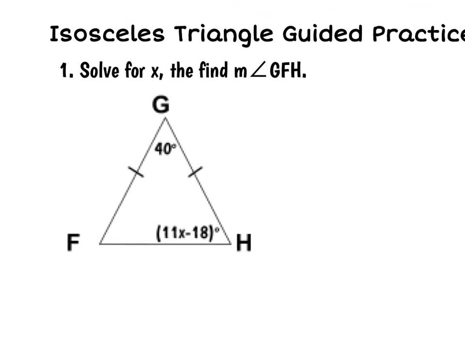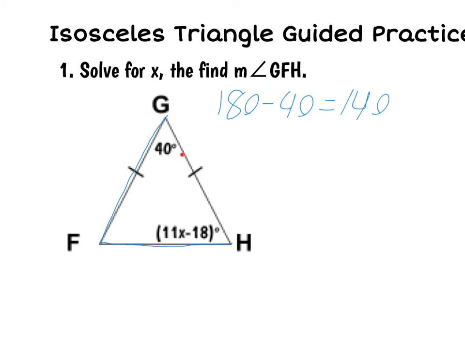Solve for x, and then find the measure of GFH. So we're going to solve for x, now we're going to find the measure of GFH. So right off the bat, we know that the full internal angles of a triangle must equal 180 degrees. Let's say that 180 minus 40 is equal to 140, and 140 must be the sum of whatever F and H are.